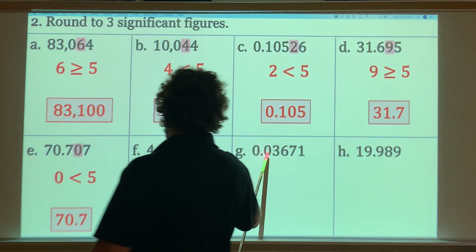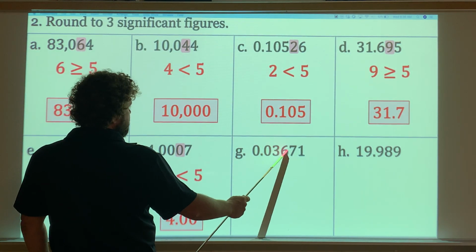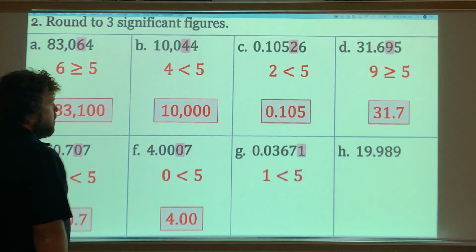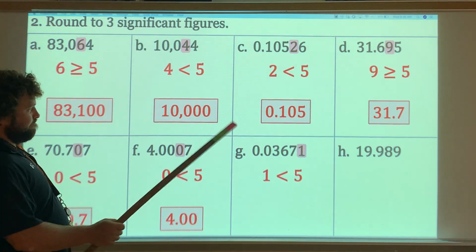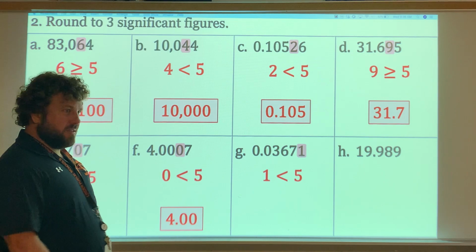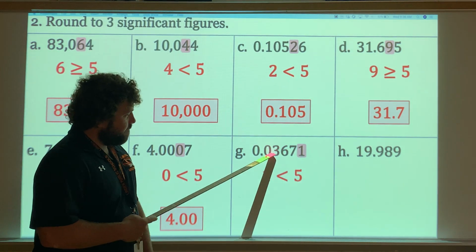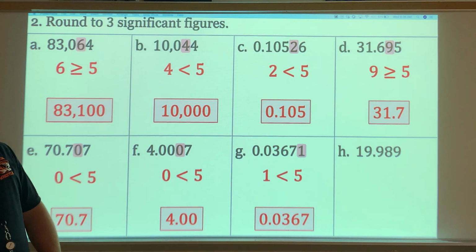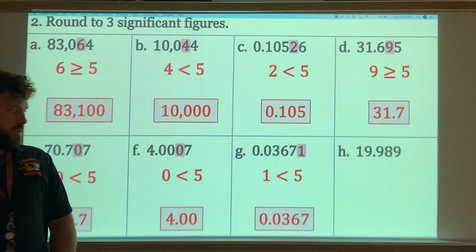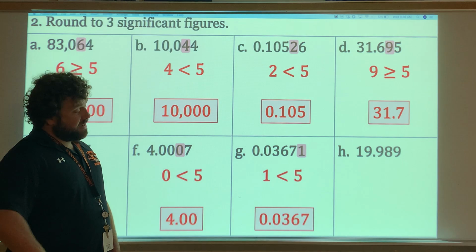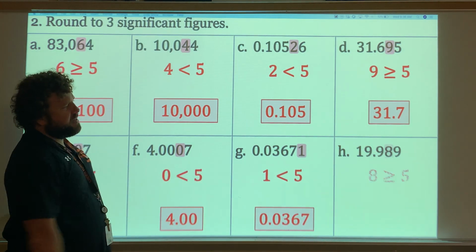This one doesn't count as 1. This is 1, this is 2, this is 3. So we're using that 1 as a rounding tool. I don't even think it's called a rounding tool. I just can't think of anything else better to call it. 7 stays the same because you're rounding down. And you got 367 10,000ths, or 0.0367.